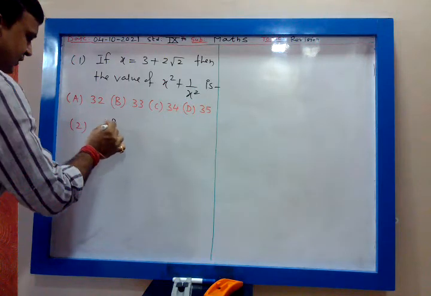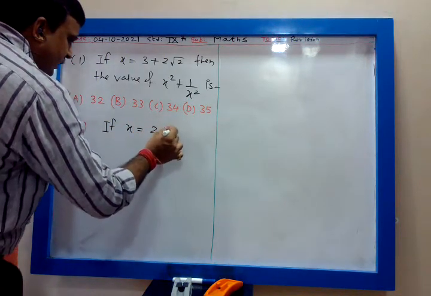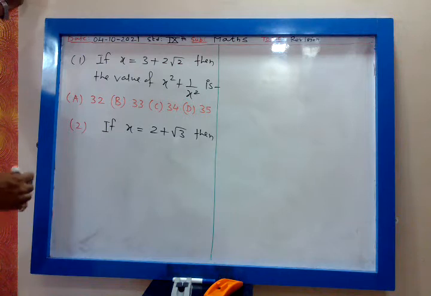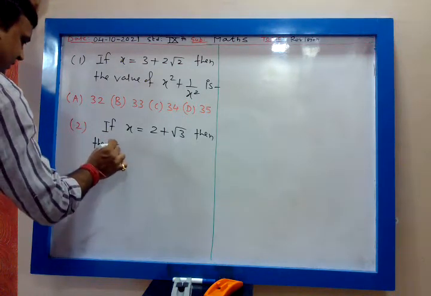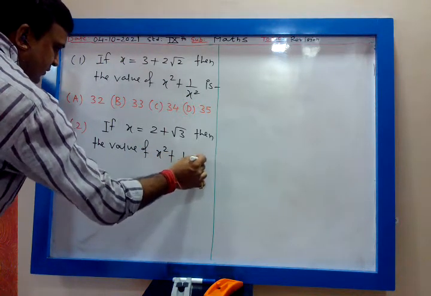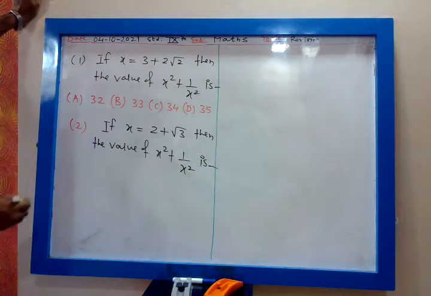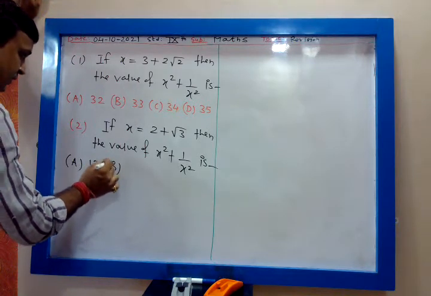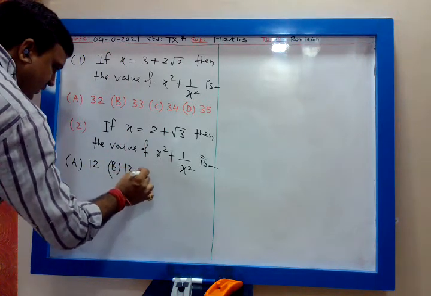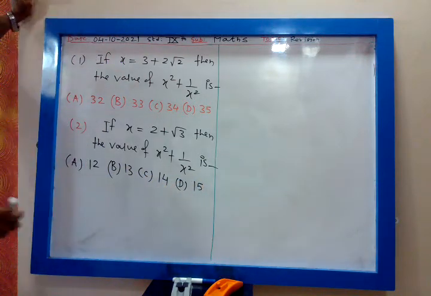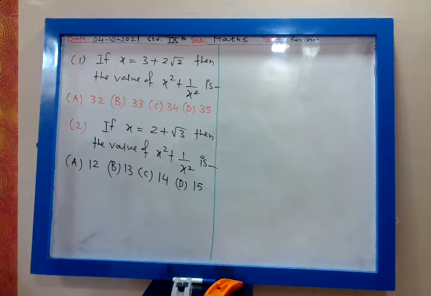Yes, Prakash Patel. If x is 2 plus root 3, then the value of x square plus 1 upon x square is option A 12, B 13, C 14, D 15. Okay. Let me give you a few more questions.